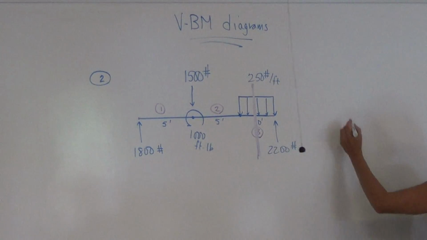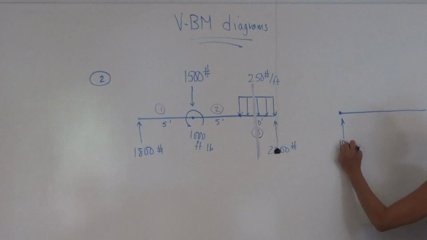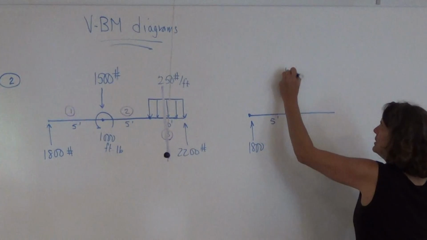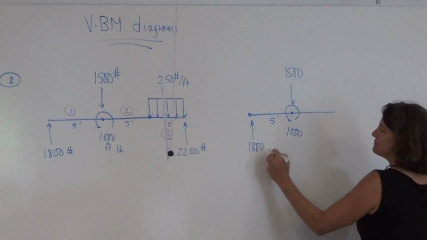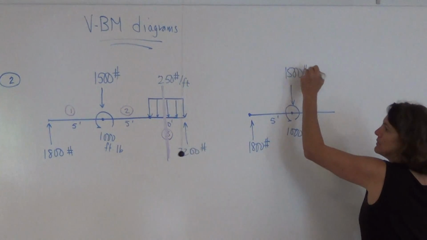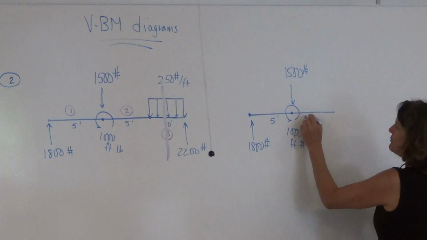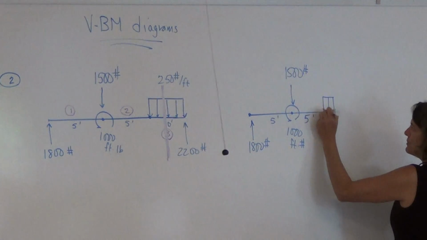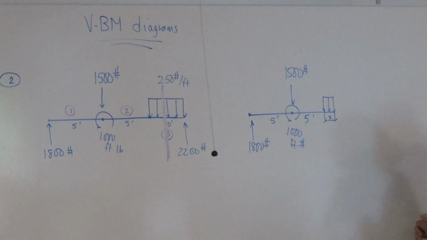So what I'm going to do is cut this beam. I'm going to put the 1,800 here, the 1,500 here, the 1,000 here. So this is pounds, pounds, foot-pounds. We have 5 feet here. And then right here, I start a distributed load. And we don't know the distance. We're going to call that x.